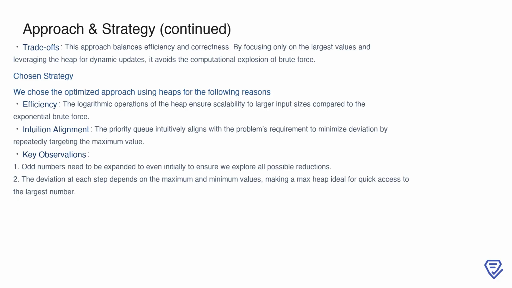The chosen strategy uses the heap-based approach for several key reasons. First, it is significantly more efficient than brute force due to the logarithmic operations of the heap. Second, it aligns intuitively with the goal of minimizing deviation by focusing on the array's maximum value. Finally, it incorporates key observations, such as the need to expand odd numbers initially and the importance of tracking both the maximum and minimum values to calculate the deviation.